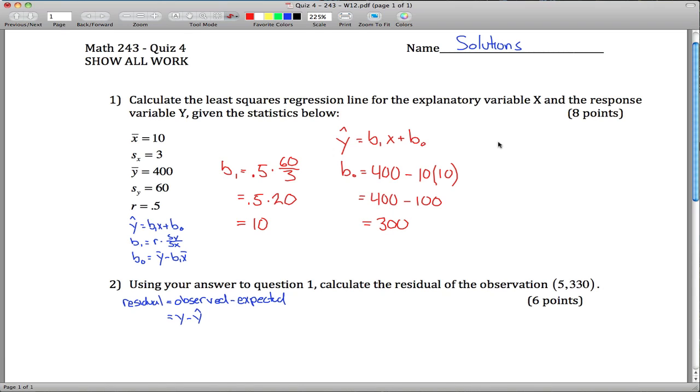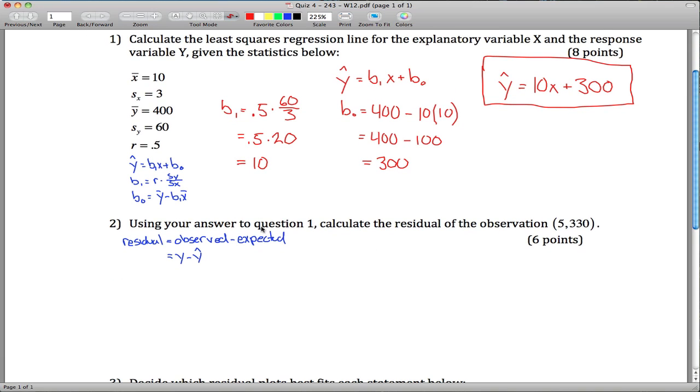So what we get is that our least squared regression line is y hat equals b1x, so 10x, plus b0, which is 300. So this right here is our solution to question 1.